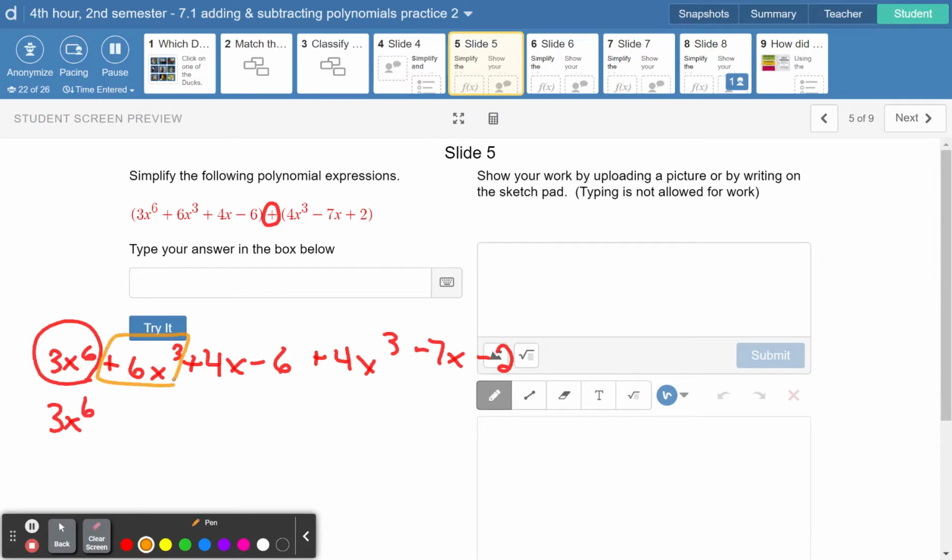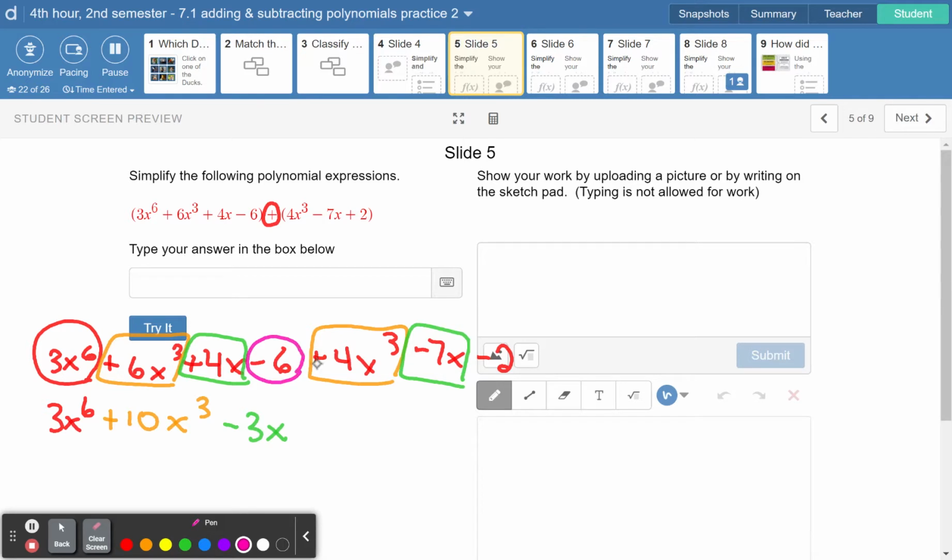We have x to the third, and we have another x to the third. We have 6 of them here. We have 4 here. 6 plus 4 is 10. Don't forget to write x to the third. Then we have a positive 4x minus 4x. They're both x to the first, so those are like terms, so then it's minus 3x. And then we have the constants, negative 6, and be careful, this was a positive 2. Negative 6 plus 2 is a negative 4. So you can always double check.